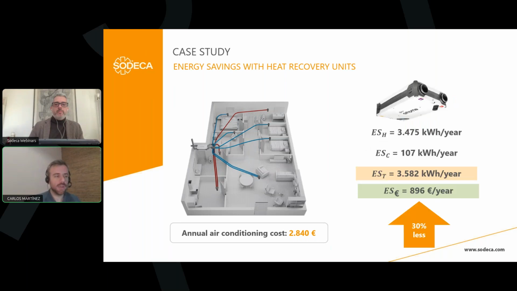Okay, so if we install the heat recovery units and use a formula based on documents approved by the Energy Efficiency Ministry of Spain, we can easily calculate the total savings for the year, which are around 3.5 kilowatt hours per year. And if we translate this to economic savings, we are talking about more or less 30% less in comparison with the hypothesis of not using a heat recovery unit.